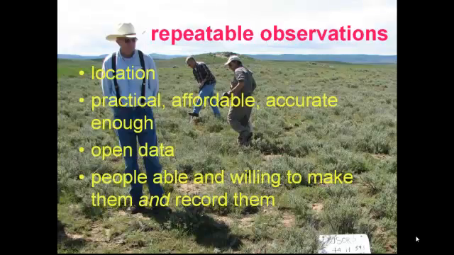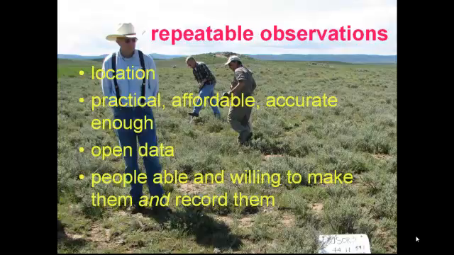Now, in order to build a time series, to use that time dimension of trend or progress toward possibility, we need repeatable observations. And repeatability has several ingredients. Location is extremely important. Accurate location, sometimes beyond what common GPS receivers can offer. The measurement needs to be practical, affordable, and accurate enough.